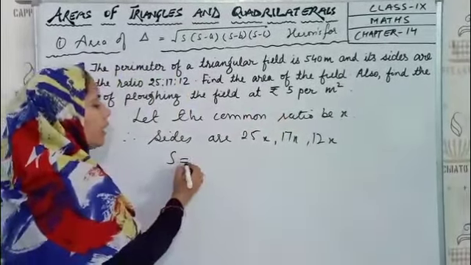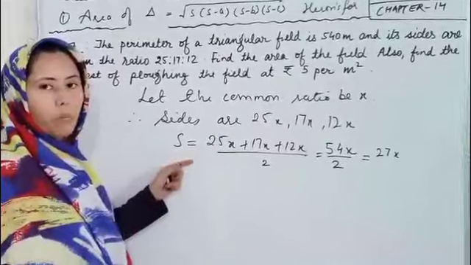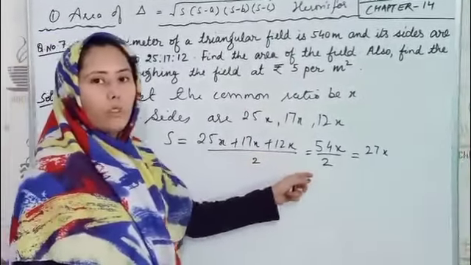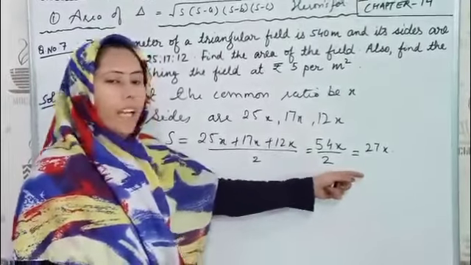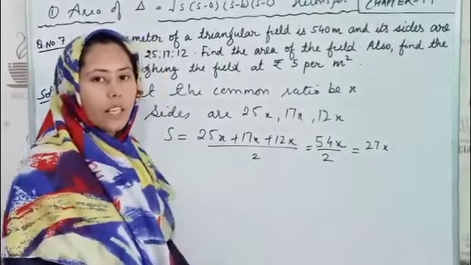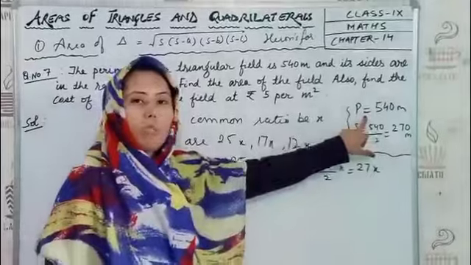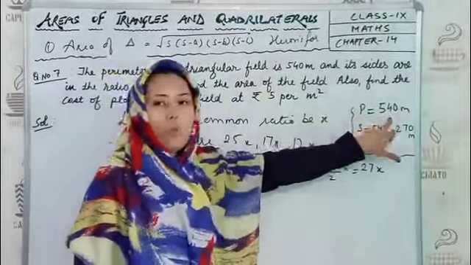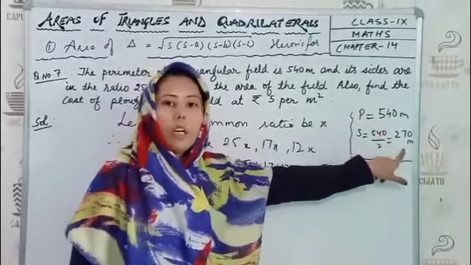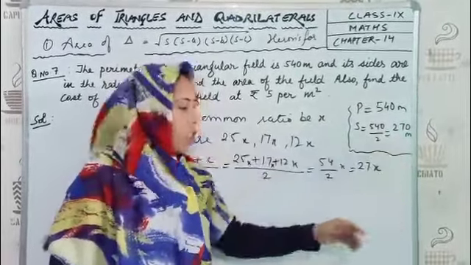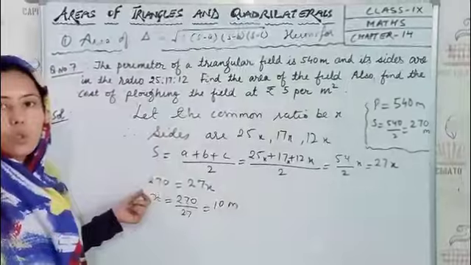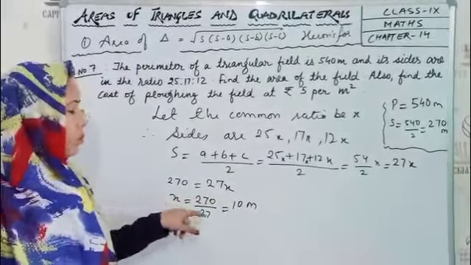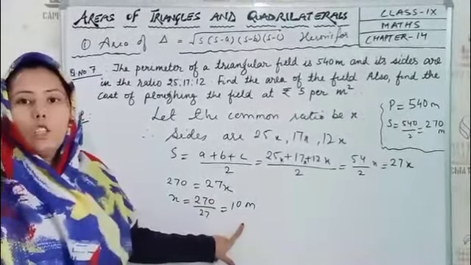First of all we will find the semi-perimeter. Semi-perimeter will be equal to (25x plus 17x plus 12x) upon 2. It will be equal to 54x by 2, which is 27x. We know that the perimeter is 540. It is given in the question that perimeter is equal to 540 meters. So semi-perimeter will become 270 meter. So 27x is equal to 270. Multiplication goes to the other side as division, so the value of x will be 10 meter.